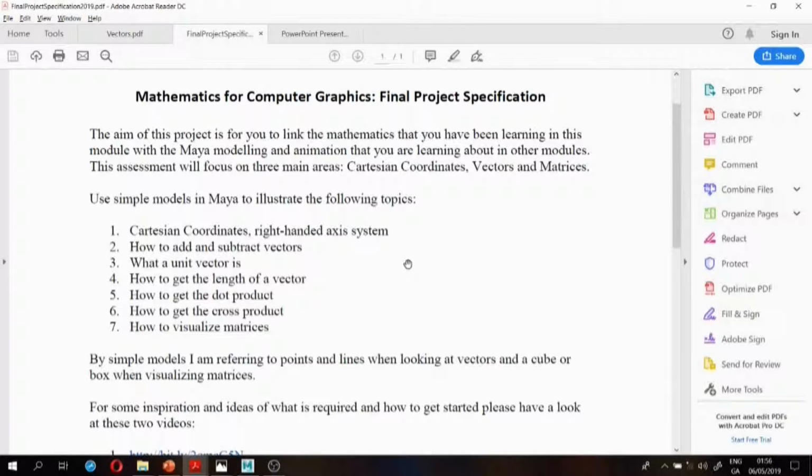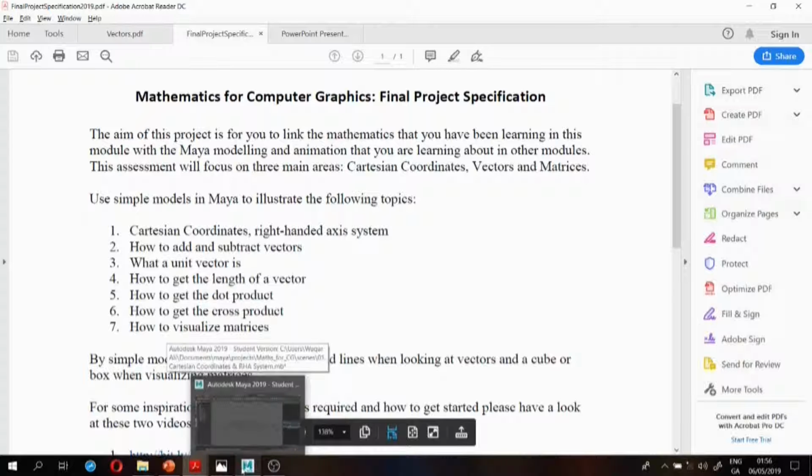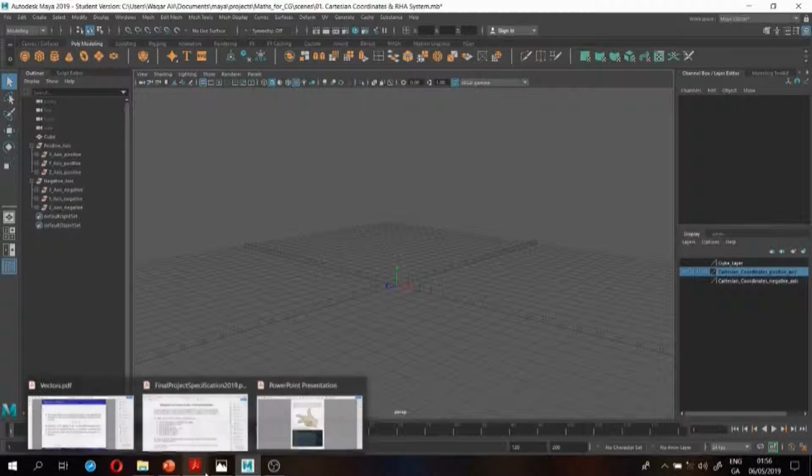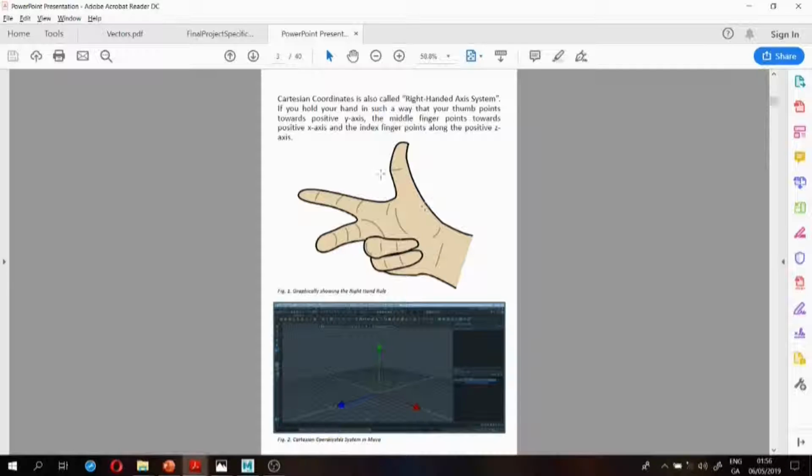So to achieve the Cartesian coordinate right-handed axis system, we just fired up Maya. And just to elaborate on the right-handed axis system, I created a PDF file to elaborate my points. The Cartesian coordinate system is also called the right-handed axis system.